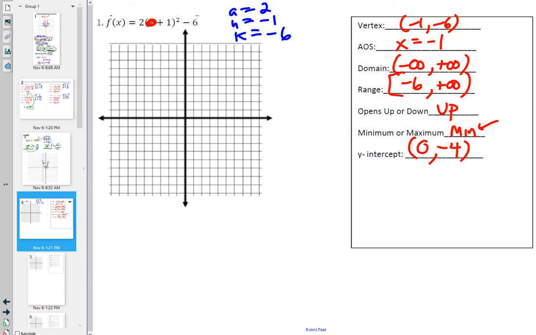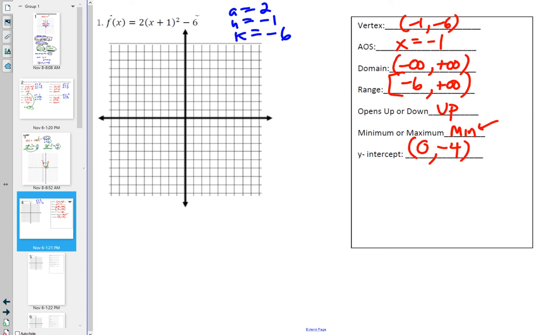Instead of writing it down on the paper, it required listening, you have to use different senses, your ears being the main one. 0 plus 1 is 1, 1 squared is 1, 2 times 1 is 2, 2 minus 6 is -4. Do it on paper if you wish. There's no special trick or synthetic substitution or Rapunzel or anything like that that we can do with this. You have to plug it in, if you're going to do it that way.